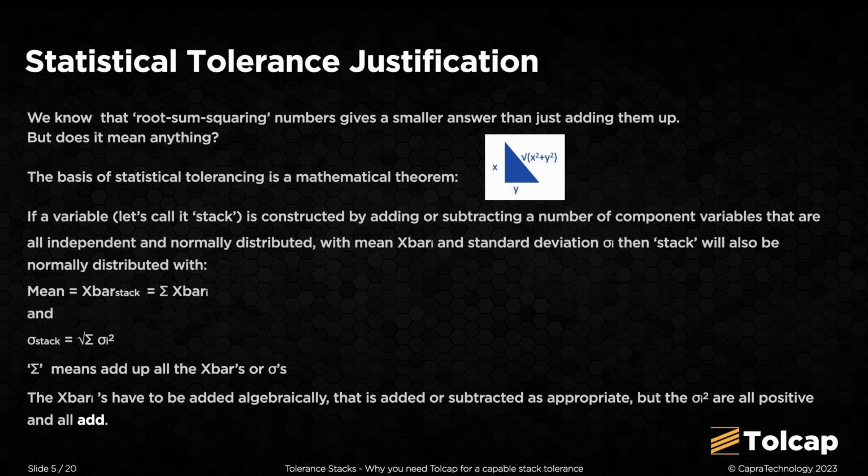Now, it's a property of the normal distribution that if you do add or subtract variables that are independent and normally distributed, as we want to do to make up this variable stack, then the result follows a normal distribution. Further, this variable stack will have a mean which is the sum of the component means and a standard deviation which is the root sum square of the component standard deviations. The means will have to be added algebraically, that means added or subtracted as appropriate, but the sigma squares are of course all positive, so they just add up.